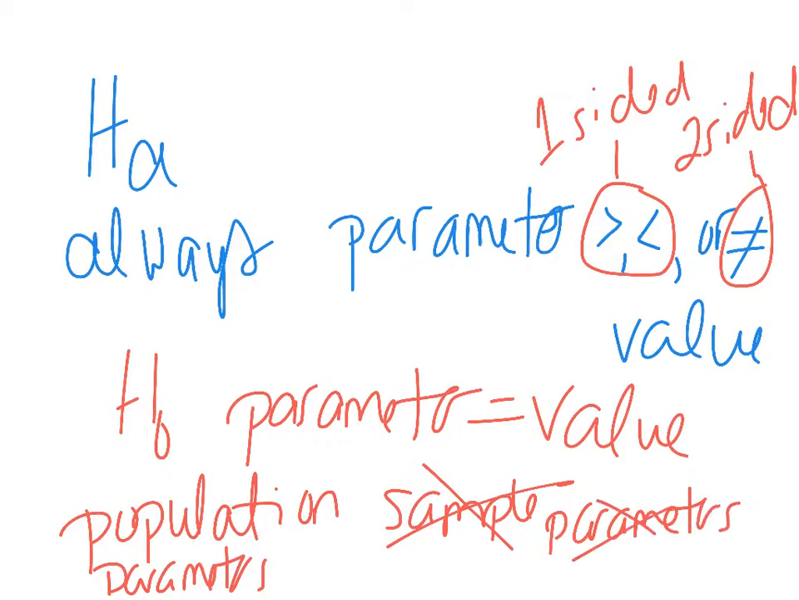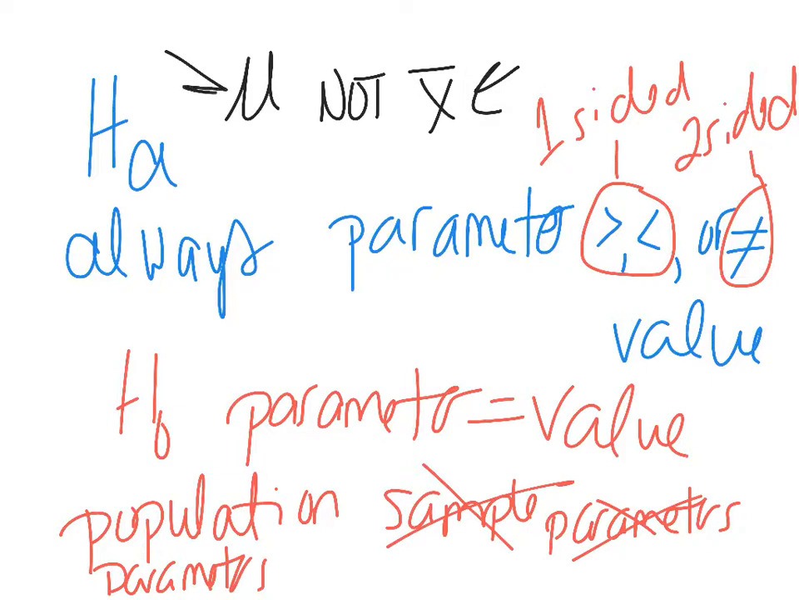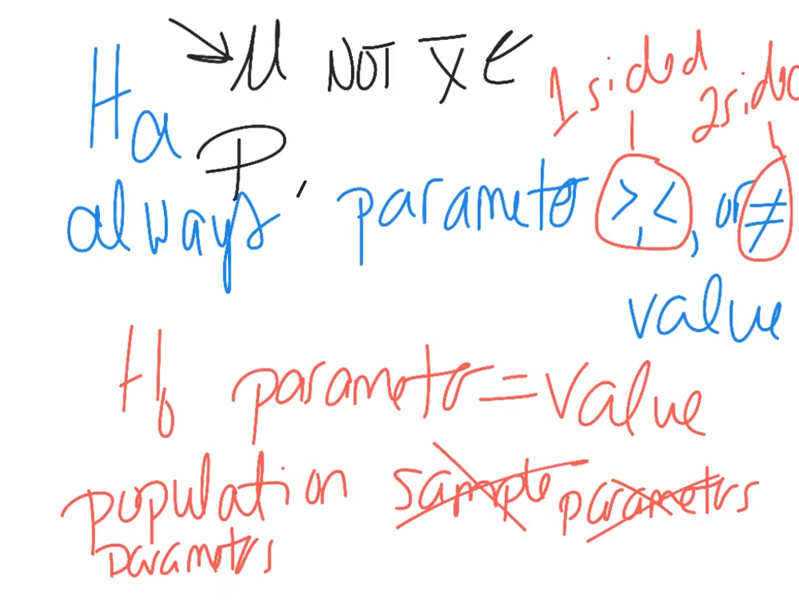Where this becomes key is with your notation. For a hypothesis, you would use mu. You would not use x-bar, because remember, that is my sample, where mu is my population. So just keep your notation straight. I would use p for proportion. I would make sure that I am not using p-hat. So just make sure that you're paying attention to your notation for these.